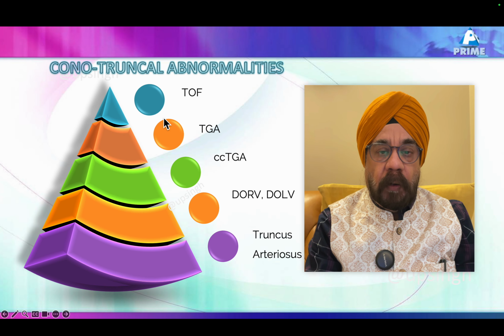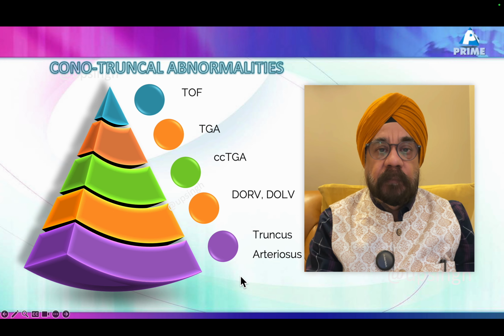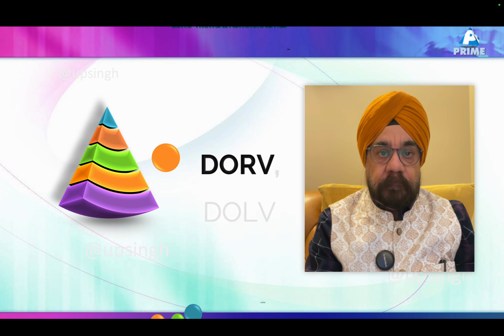So these are the common conotruncal abnormalities, and apart from this there is interruption of aortic arch, but obviously today what we are going to discuss is double outlet right ventricle. In this cartoon I am trying to explain the double outlet right ventricle physiology. You see this is the aorta which is overriding the ventricle, and this override is more than 50%. So if override is more than 50% towards the right ventricle, it is double outlet right ventricle.